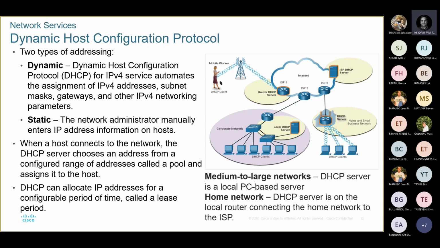DHCP can happen in two ways, dynamic or static. Dynamically through DHCP version 4 protocol or DHCP version 6 protocol, depending on the IP version that you have, or statically through you going to your Network and Sharing Center on Windows, for instance, or on Linux with some commands to assign IP addresses manually and statically to your network interface card.